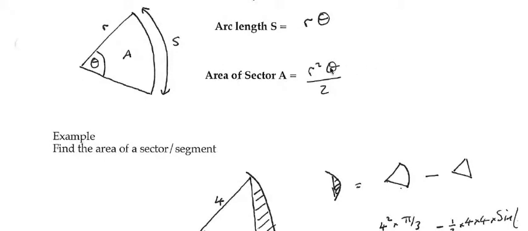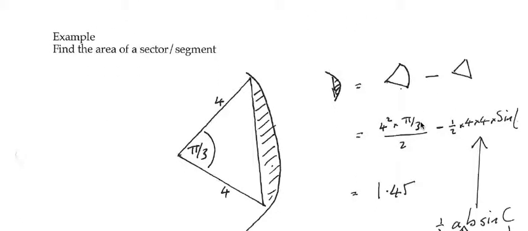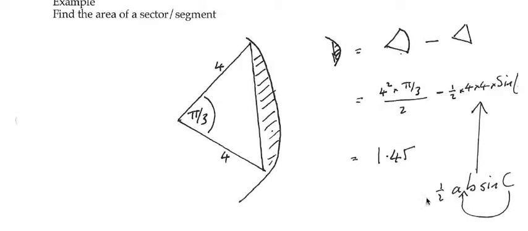I know the area of a sector is r squared theta over 2, so that will be 4 squared times pi by 3 over 2, and I know from GCSE that the area of a non-right angled triangle is a half ab sine C, where C must be the angle between the two sides a and b. There's the formula there. So in this case that would be a half times 4 times 4 times sine pi by 3. So with only one line of working, all I need to do is drop that into my calculator, and I would have found that the area of that shaded segment was 1.45 square units.